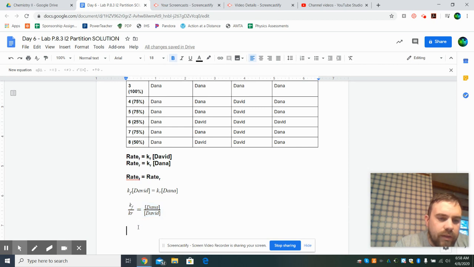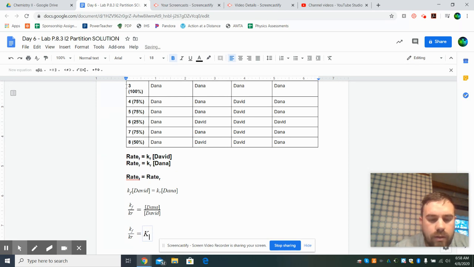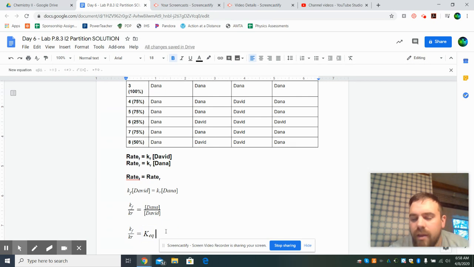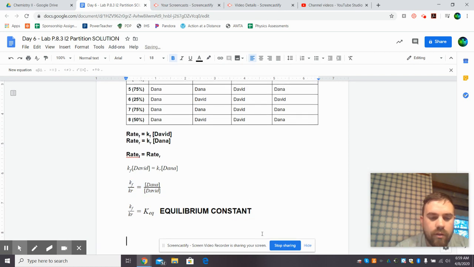Instead of representing things like this, Kf over Kr for all chemical reactions or all equilibrium is often referred to as this thing called, I didn't mean to do a new equation. We'll see if this works. Keq. Keq means this. It is the equilibrium constant. So I'll write that out. Equilibrium constant. So this is huge because essentially what this equation right here reads is what stands for the equilibrium constant.